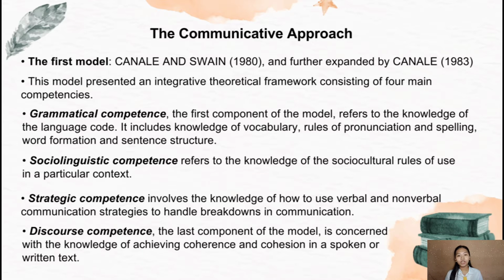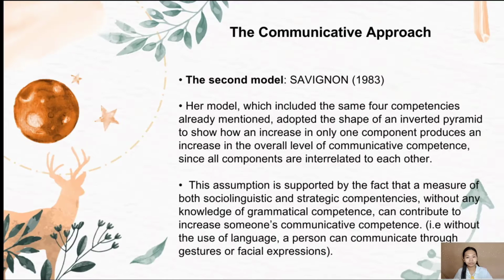So for the last component, we have the discourse competence. It is the last component of the model and is concerned with the knowledge of achieving coherence and cohesion in a spoken or written text. How unified your thoughts are, how clear it is, how accurate the information would be coming from you or from a spoken or a written text. So that is the role of the discourse competence.